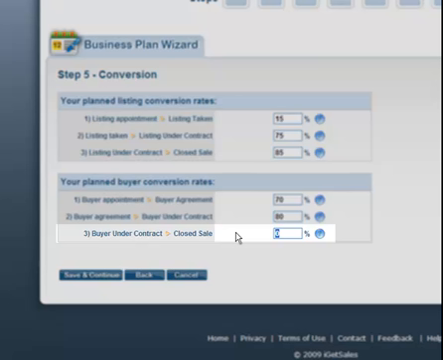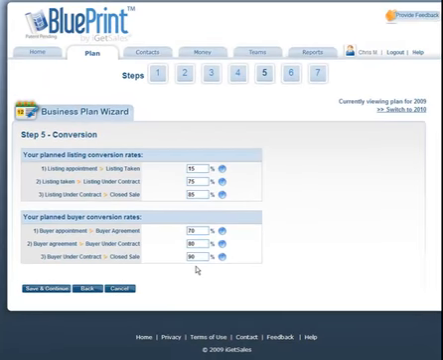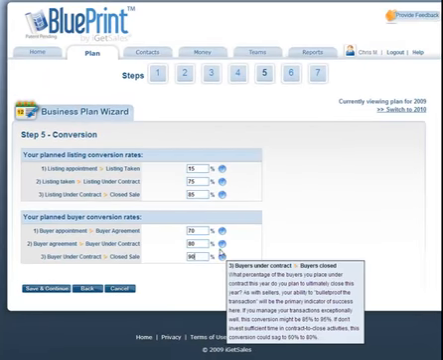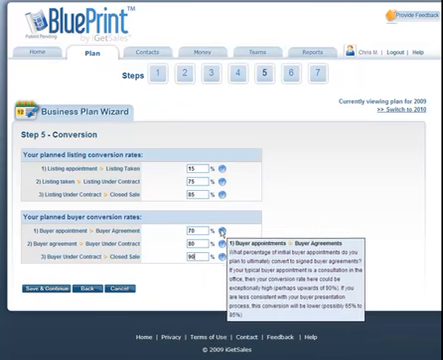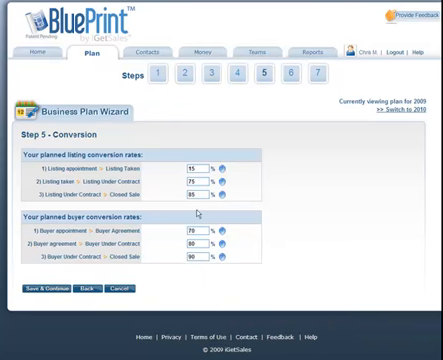And since I've got really good tight control over this, and if my skills are really sharp and I'm really diligent and really working hard to bulletproof the transaction, I might be able to close 85, maybe even if I'm really talented, 90% of the properties that go under contract when I'm representing the buyer. So that's kind of how the conversion rates work. Again, make sure and have a look under these help balloons. They've got some more tips under what would make for a good or an average conversion rate. And that's pretty much step 5, conversion rates.